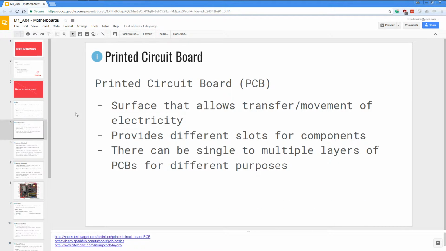Let's talk first about what a circuit board, or PCB, which stands for printed circuit board, is. It is a surface that allows the transfer and movement of electricity. They are usually colored green and have little lines going across, and that is the surface where electricity travels from component to component. Our PCB also provides different slots for our components: where our processor will go, where our memory will go, and where our expansion cards will go. It will look very thin, but there are actually single to multiple layers of PCBs stacked together to create a motherboard.